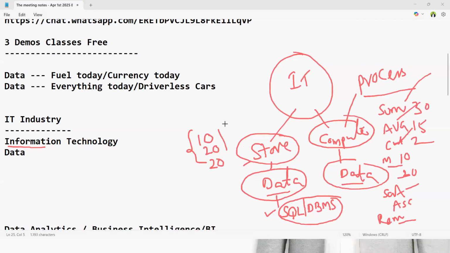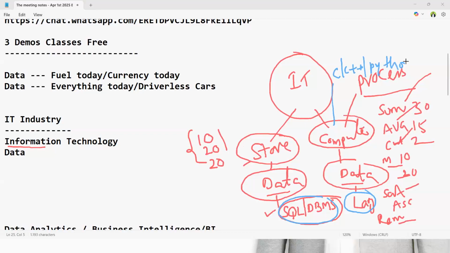So however you wanted to process the data, that is what is called computing. So computing will be done by the language. Understand? So who can store the data? Data storing will be done by SQL. Computing will be done by the language, languages like C, C++, Python, Java, right?